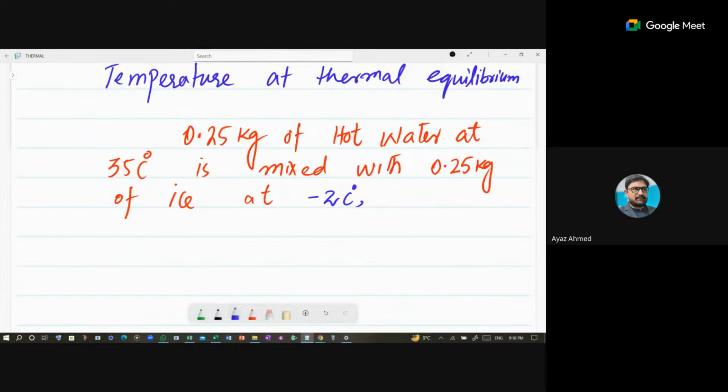Are you getting this thing? This is just a question. I will make you clear with the help of this question. This question will consist of all the logic or concepts we have studied in terms of heat capacity. So 0.25 kg of hot water at 35 degrees centigrade is mixed with 0.25 kg of ice at 2 degrees centigrade. The temperature of the ice was this one initially.